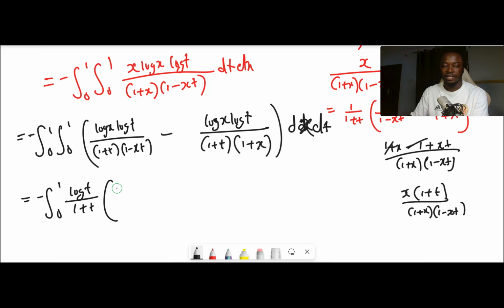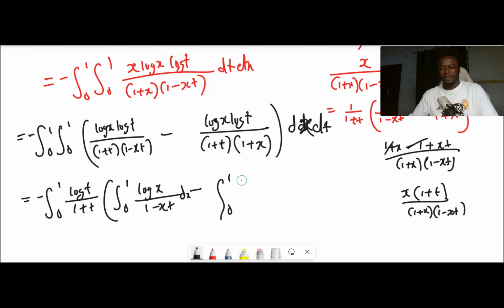So you have the integral from 0 to 1 of log x all divided by 1 minus xt, then you have minus the integral from 0 to 1 of log x all divided by 1 plus x dx, and then everything here dt. So you can see that slowly but surely everything is simplifying neatly, because we now have two integrals to worry about.